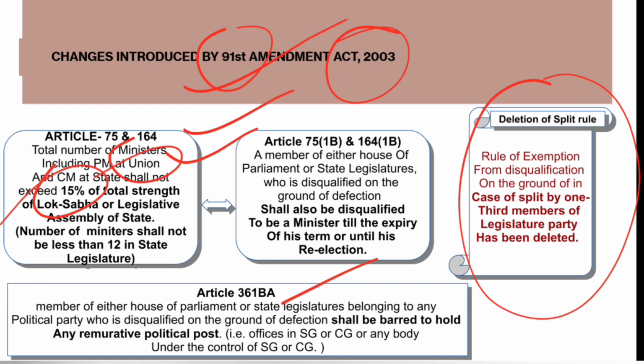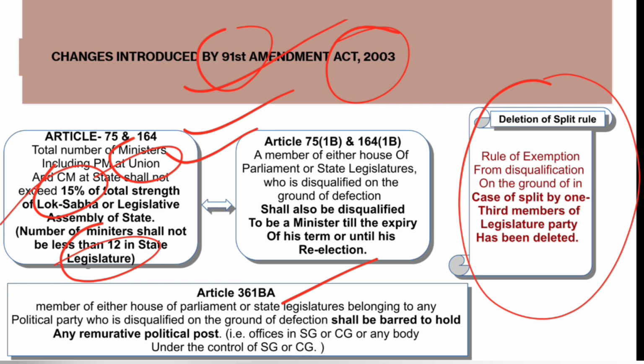And in the state legislature, it was added that not less than 12 ministers must be there. So this was to limit, as there were occasions seen where there are unwanted number of ministers working at a very unnecessary strength. So to get away with such circumstances, such situations, this provision was added.